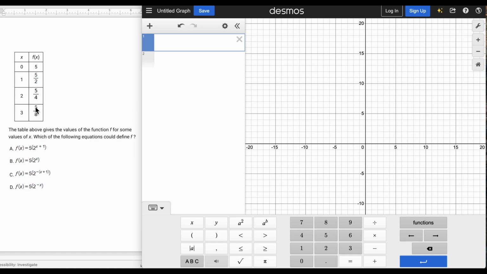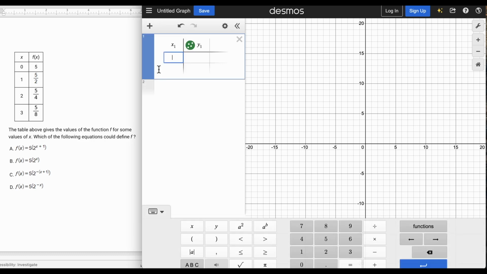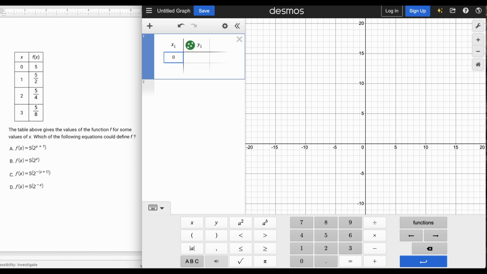They've given me a table of values, and they want me to know which function matches that. So as soon as I see the table, I'm probably going to do the table. I'm going to insert a table in Desmos and put the values in, and then that way I can see what the picture is going to look like pretty quickly. And it doesn't take too long to type those values in, even if you're kind of slow at it.